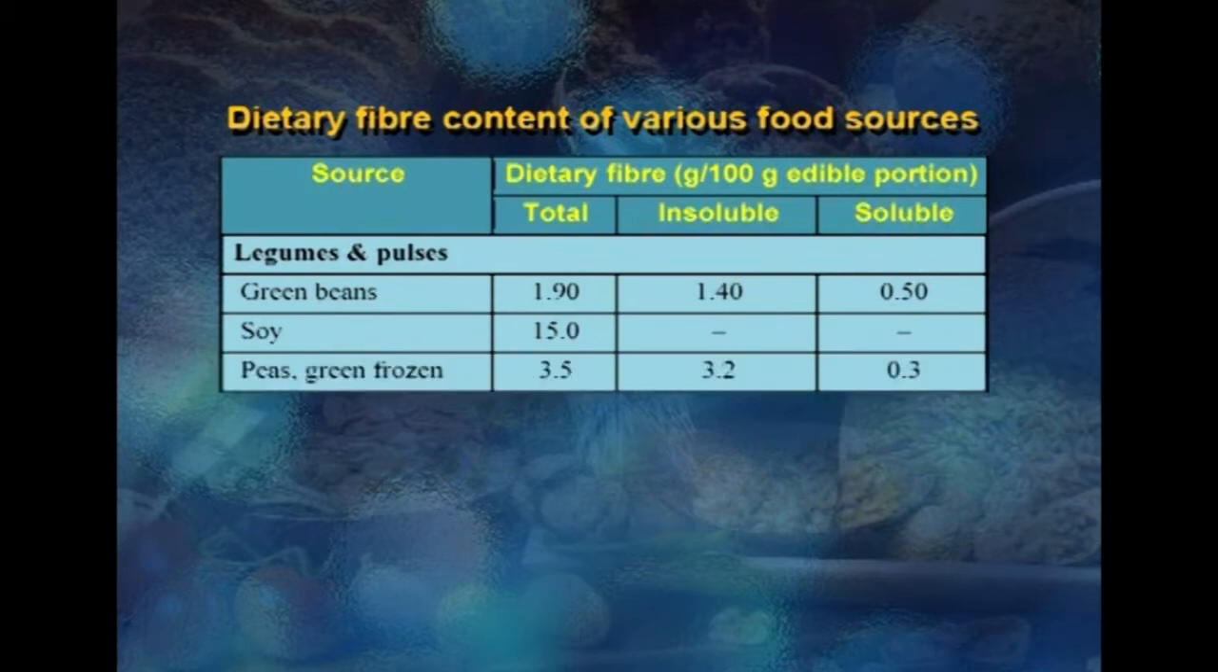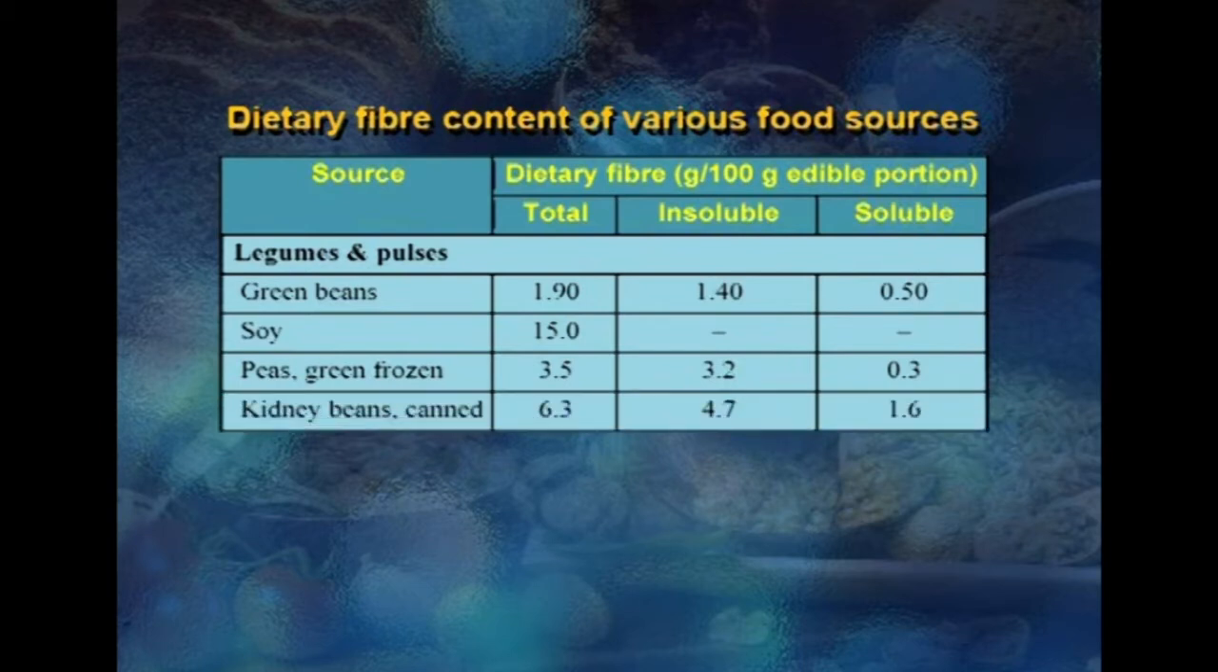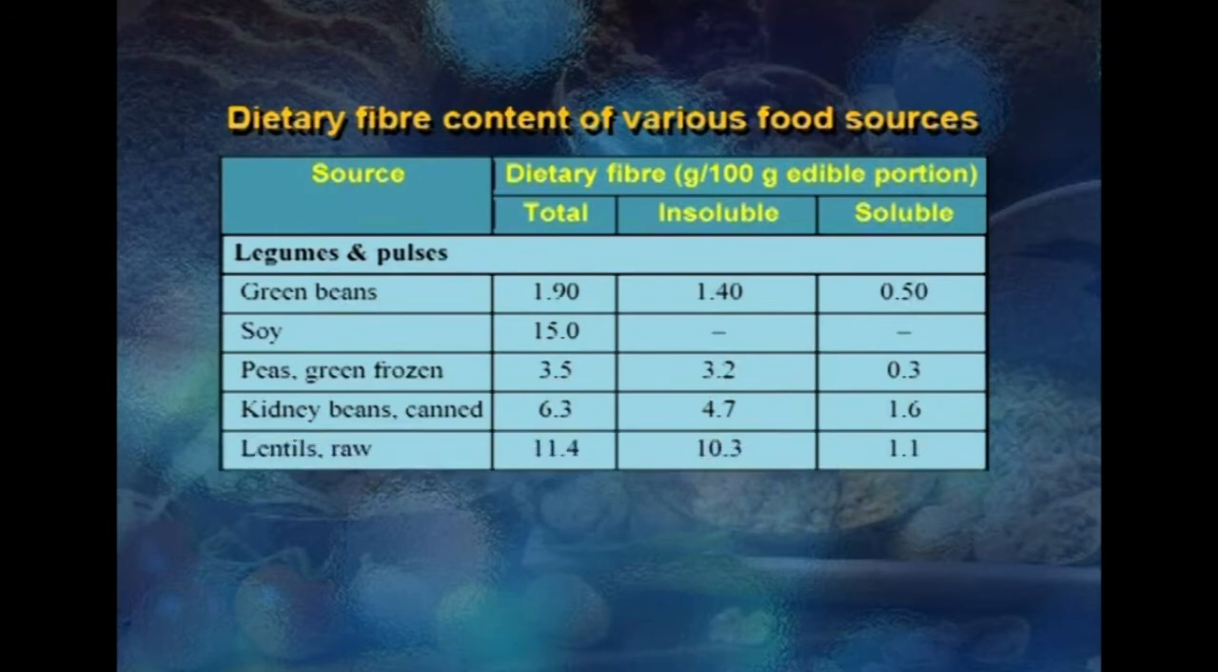Peas, such as green peas or frozen peas, have 3.5 grams of fiber, of which 3.2 is insoluble and 0.3 is soluble fiber. Kidney beans, or canned kidney beans, have 6.3 grams of fiber, of which 4.7 is insoluble and 1.6 is soluble fiber. The lentils, like raw lentils, etc.